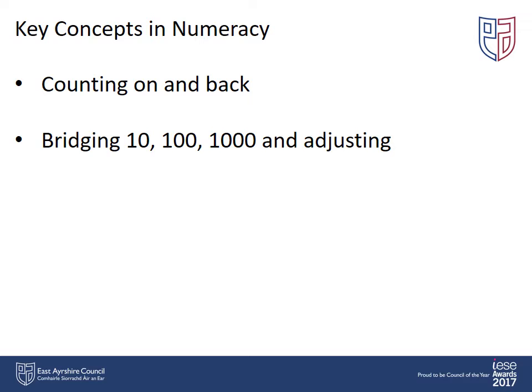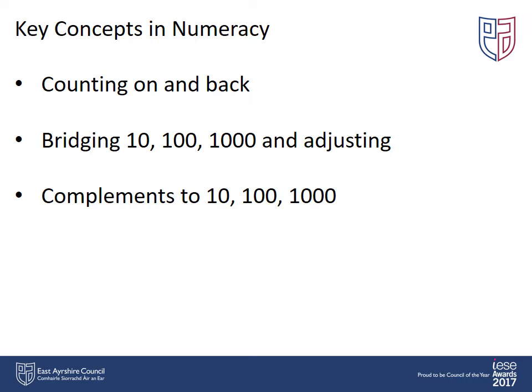Looking at the complements to 10, 100, 1000 are key to be able to understand a lot of elements of numeracy. So for example, knowing that 4 adds 6 makes 10 helps you to understand that 40 adds 60 make 100 and that 400 and 600 make 1000. It can also help with decimals like 0.4 and 0.6 making 1.